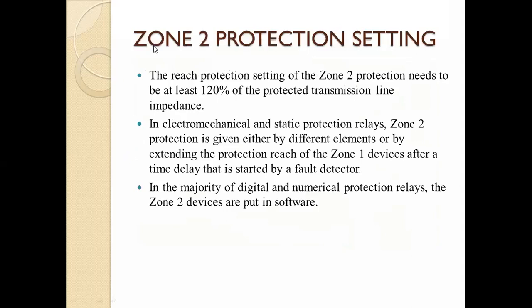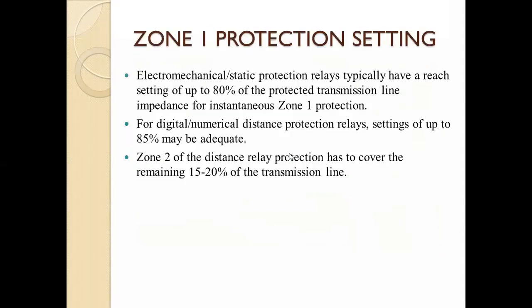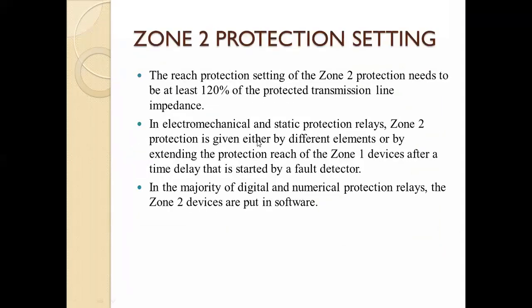So here you can see the reach setting of zone 2 protection needs to be at least 120% of the protected transmission line. When you consider the line from A to B, it will be 100%, but zone 2 is beyond this. So we have to consider a minimum of 120%.